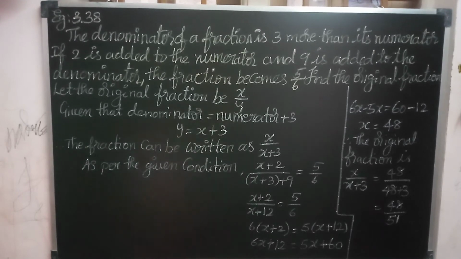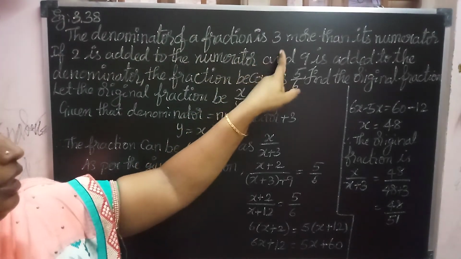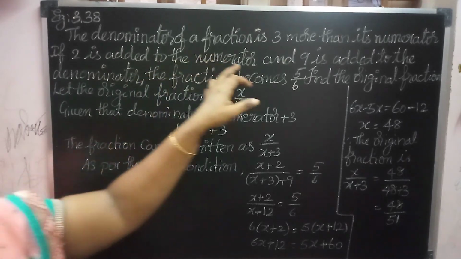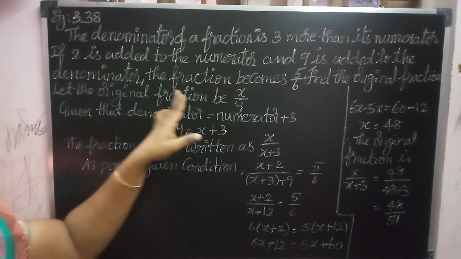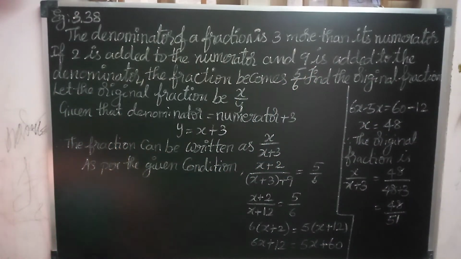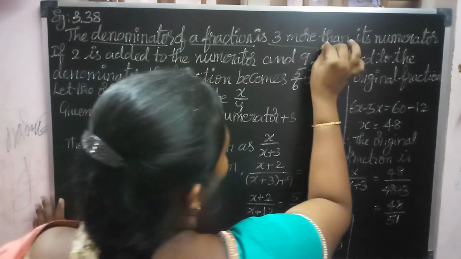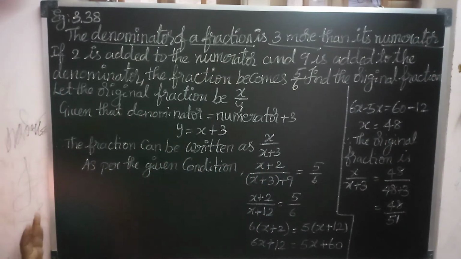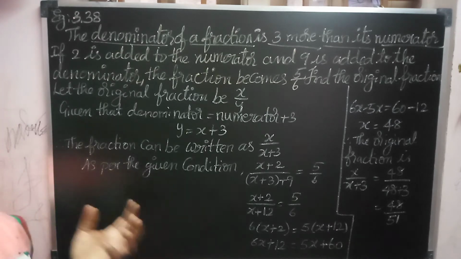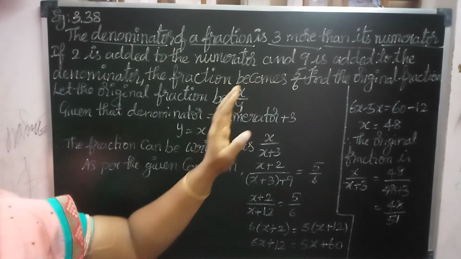Next we are going to see example 3.38. The denominator of a fraction is 3 more than its numerator. If 2 is added to the numerator and 9 is added to the denominator, the fraction becomes 5 by 6. Find the original fraction. First condition: the denominator of a fraction is 3 more than its numerator. Let us assume the original fraction be x by y.